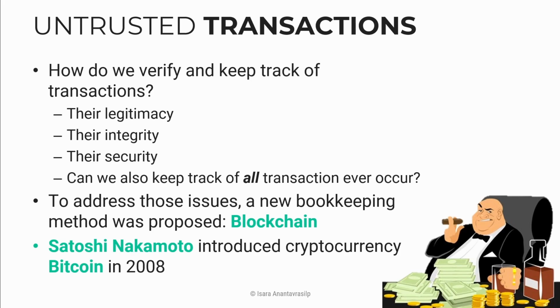To address those issues, all right, a new bookkeeping method was proposed, and this is what we call blockchain. This technique was first proposed to be used in what we call cryptocurrency, Bitcoin, in 2008 by Satoshi Nakamoto. We do not know who this guy is, okay, or was. Maybe it's a guy or a girl. Maybe it's a group of people. We do not know. All we know is Satoshi Nakamoto is a very quiet person, and he kept his secret very well.